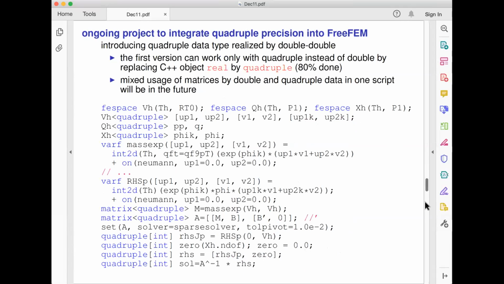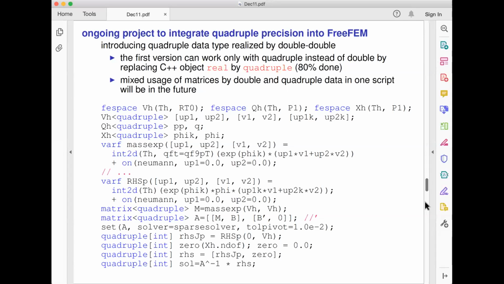So yes, in the future, what I can do, I would like to summarize. The first version now implements FreeFEM in quadruple precision by replacing a real variable by quadruple, just replaced by a C++ object. And it is almost 80% done. I'm now debugging. For example, sometimes I forgot to define the quadruple value, and then some value becomes zero, so this I'm now debugging.